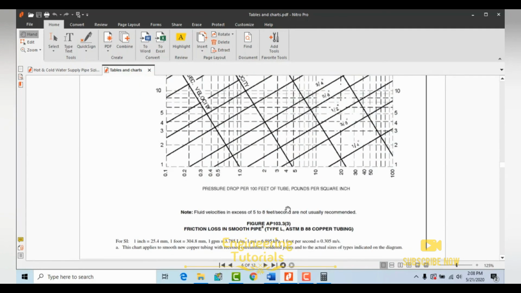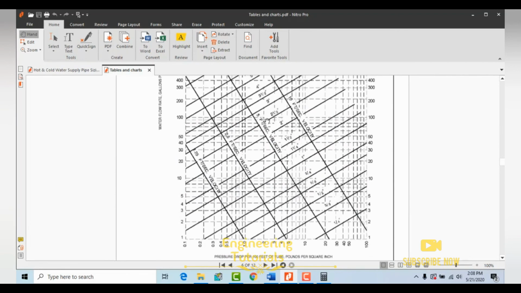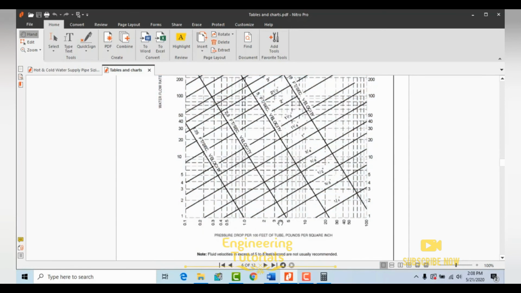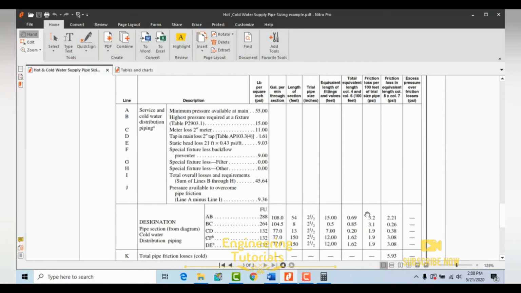So this is copper L, again same. We know that our calculated GPM is 108 and trial pipe size is 2.5 inch. So 108 must be somewhere here, and trial pipe size 2.5 inch, and go below and you will find here the friction pressure drop per 100 feet is about 3.2. So we have to write this 3.2 friction loss per 100 feet based on this trial pipe size of 2.5 inch.